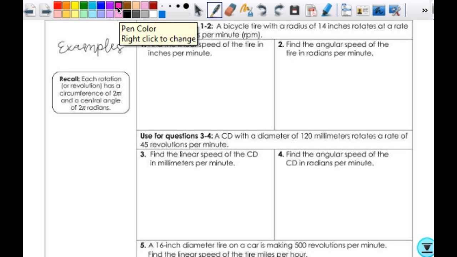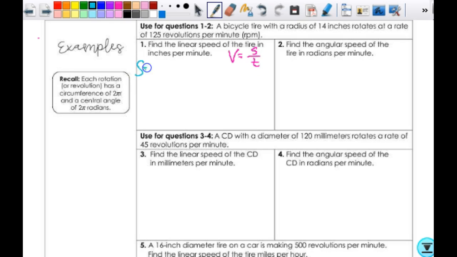So our formula that we're going to use to find the linear speed: the velocity is equal to the arc length over time, right? That means I have to find the arc length. What's your arc length formula? We did it yesterday.